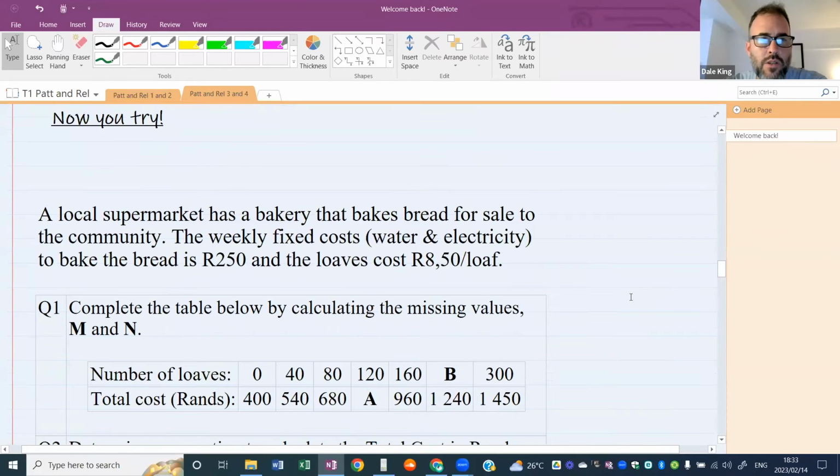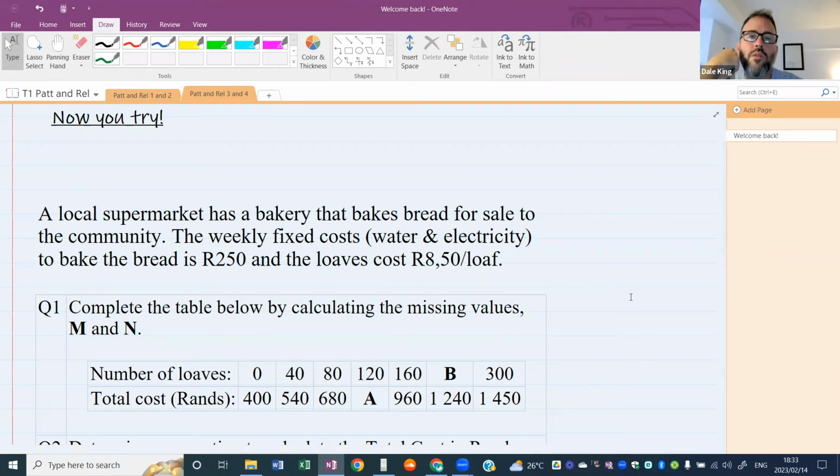Right, here's the first part of the question. I hope you can see it there on the screen. A local supermarket has a bakery that bakes bread for sale to the community. The weekly fixed costs, which are water and electricity, to bake bread is 250 Rand, and each loaf costs 8.50 Rand. All right, so here is a table showing the costs to bake loaves of bread. Right, this is not pay, this is cost now. And there is a fixed cost. All right, they're using the words fixed cost here, and it's 250 Rand. And then we have a rate of 8.50 Rand per loaf.